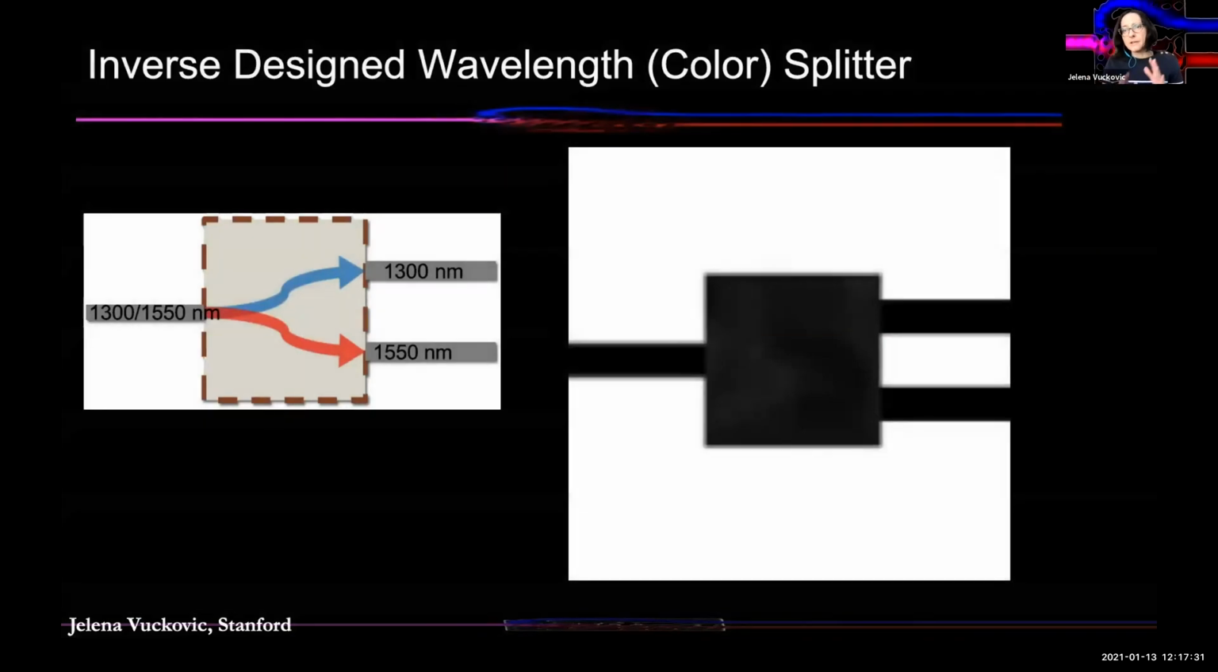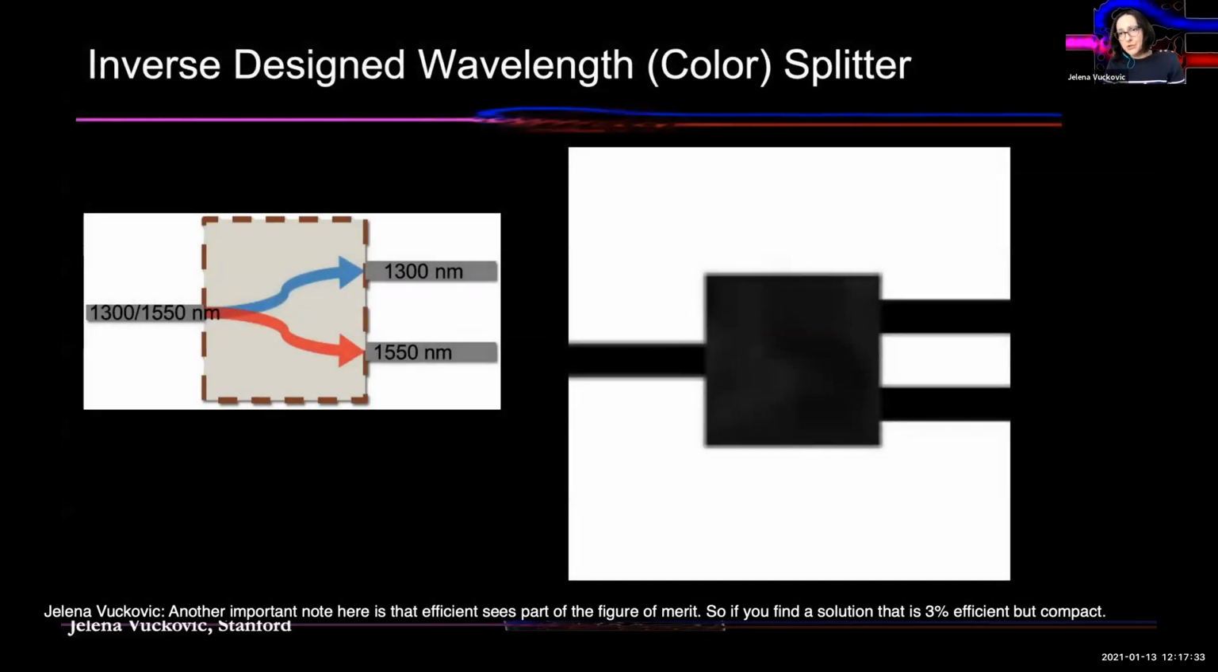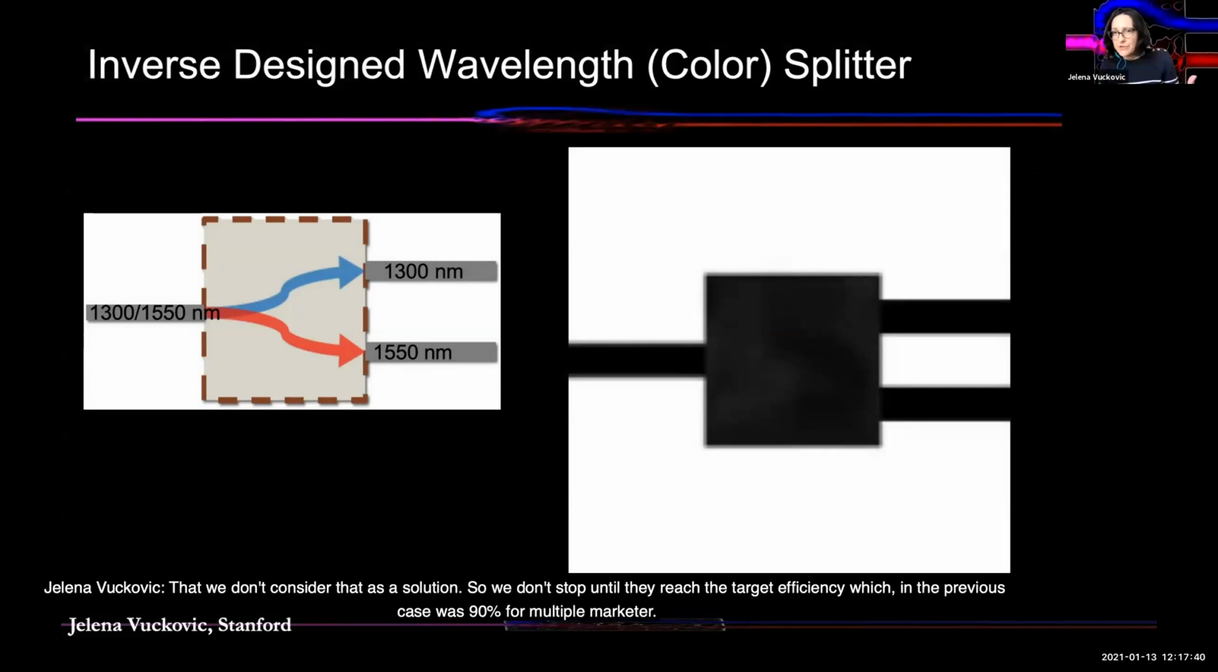So another important note here is that efficiency is part of the figure of merit. So if you find a solution that is 3% efficient but compact, we don't consider that a solution. So we don't stop until we reach the target efficiency, which in the previous case was 90% for the mode converter.